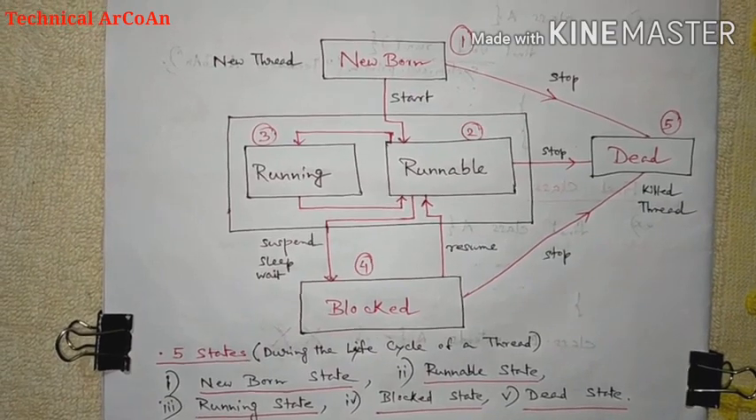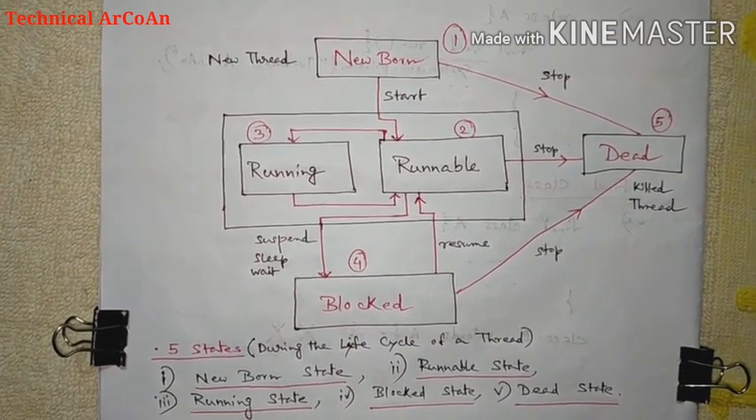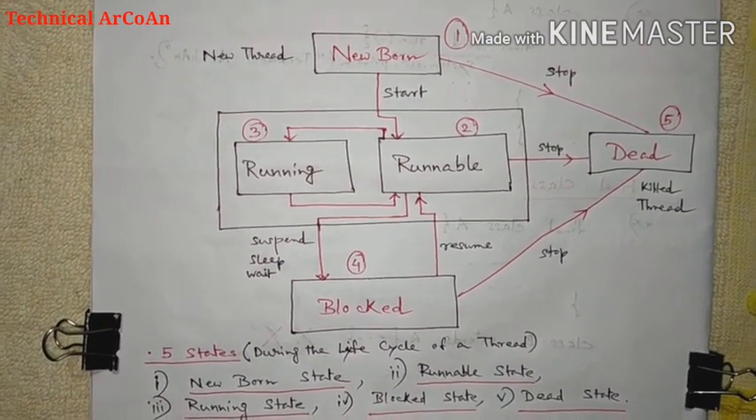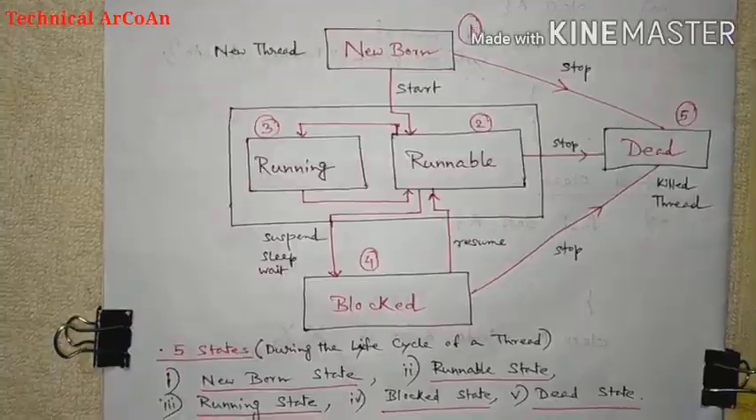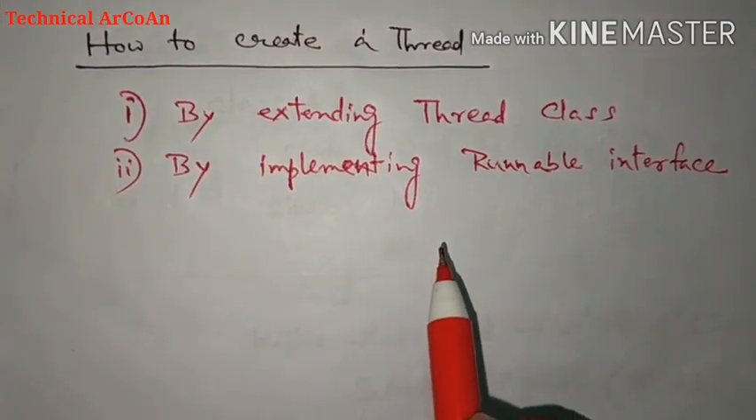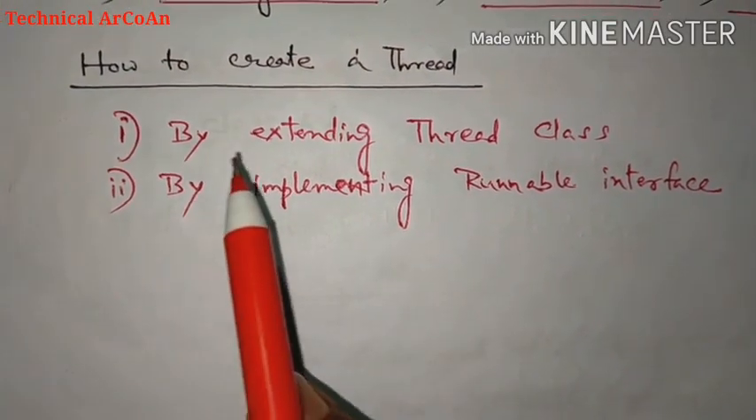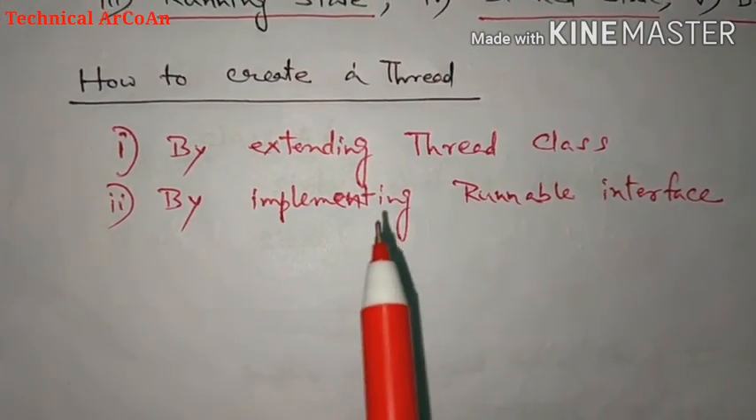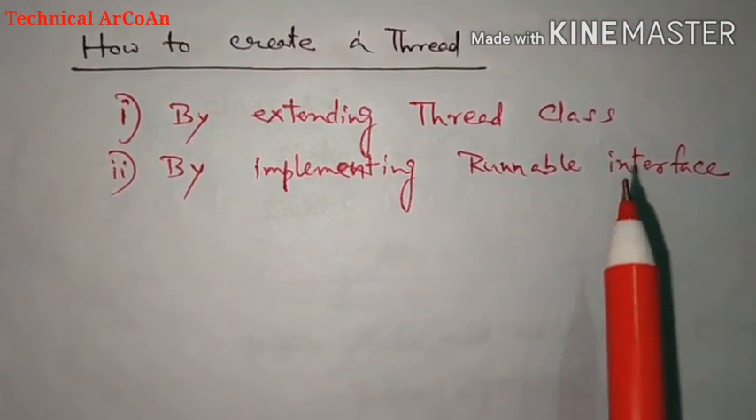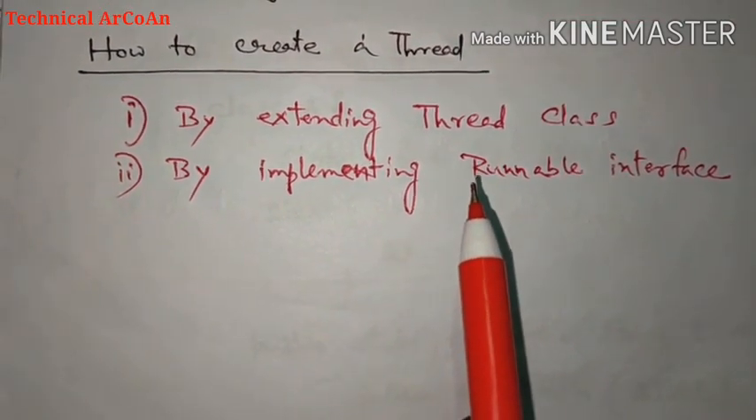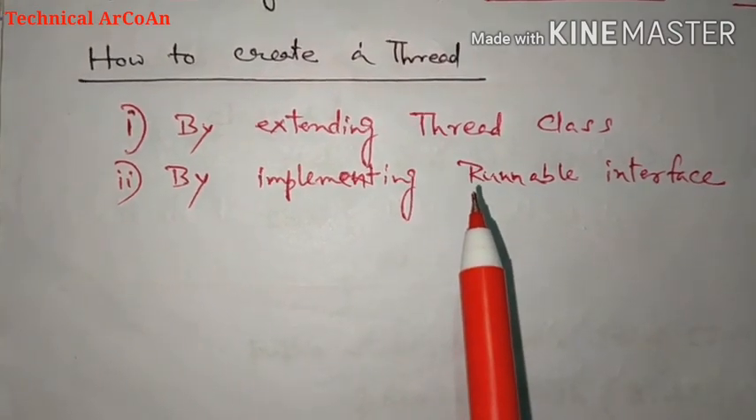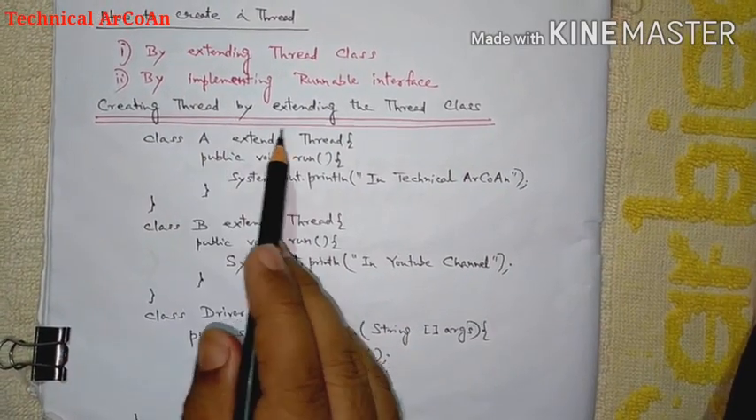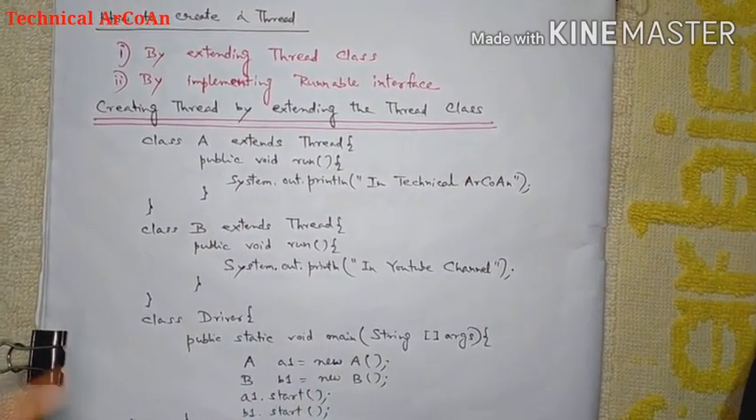Now we come to the particular topic as far as threads are concerned: how to create a thread. There are 2 ways to create a thread. Number 1, by extending the Thread class, and number 2, by implementing the Runnable interface. So we go for the first example, creating a thread by extending the Thread class. How can we do that?